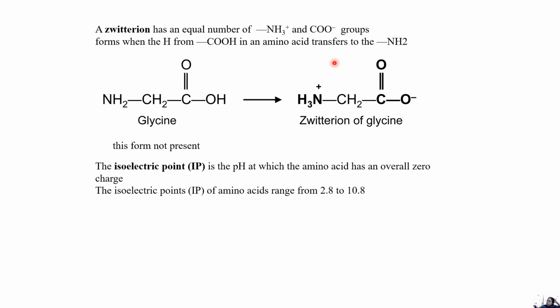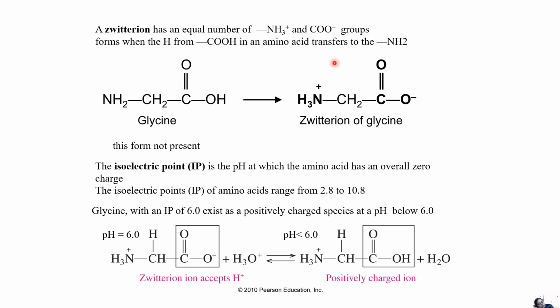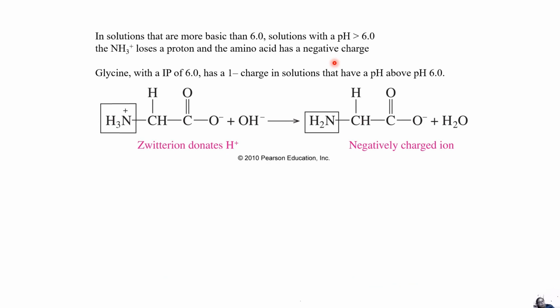Now the isoelectric point is the pH at which the amino acid has an overall zero charge. The isoelectric points of amino acids range from 2.8 to 10.8. Glycine, with an isoelectric point of 6, exists as a positively charged species at a pH below 6. This is the zwitterionic form that accepts H+, and then we see the positively charged ion.